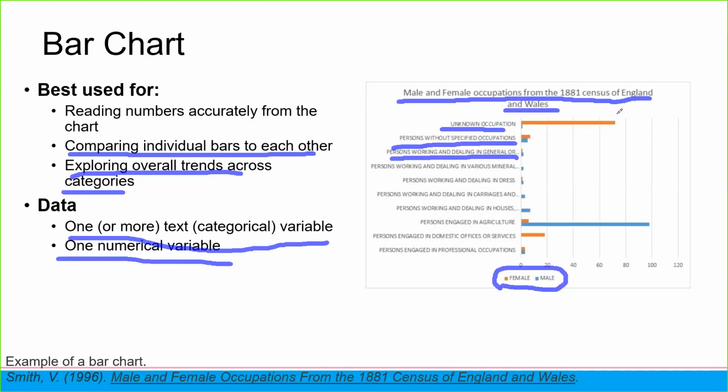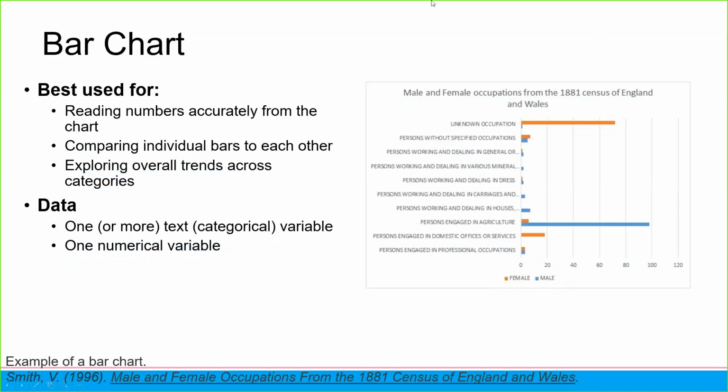And we want to check how many people are under a certain occupation. In this case, I know that many people are in agriculture for male, but for female, it is unknown. Maybe they cannot describe their occupations.